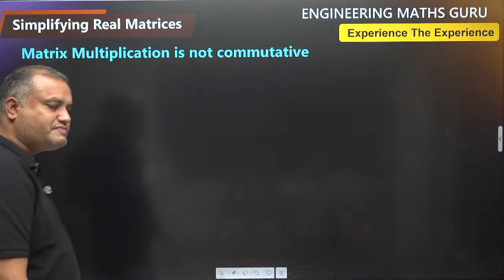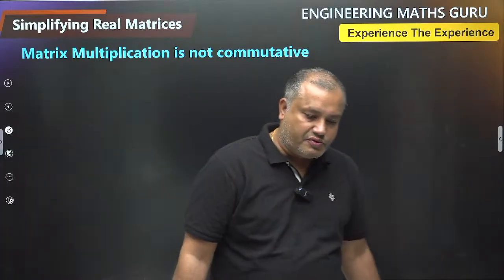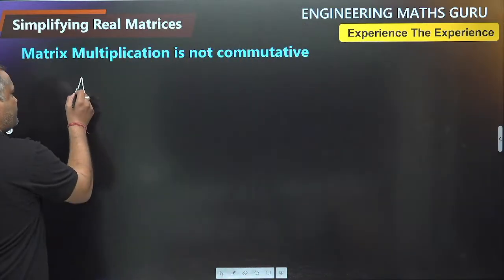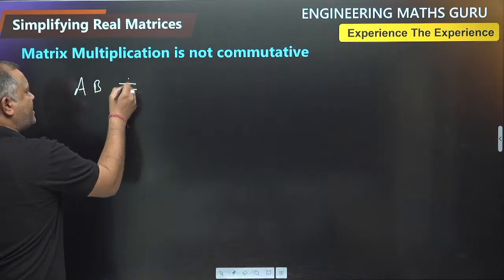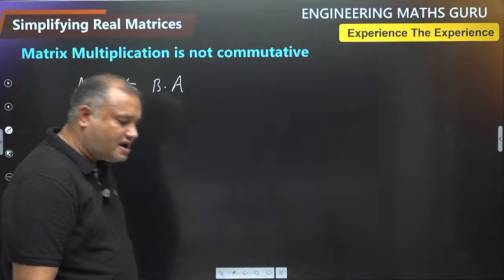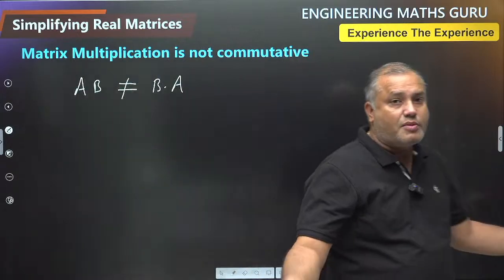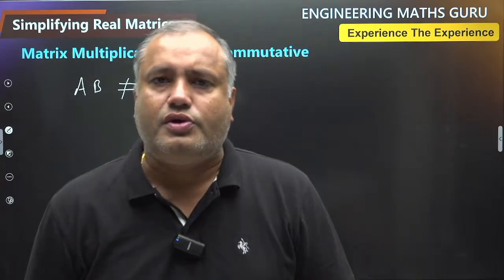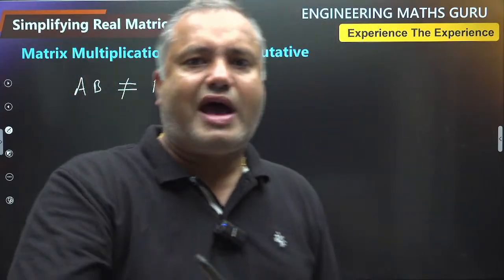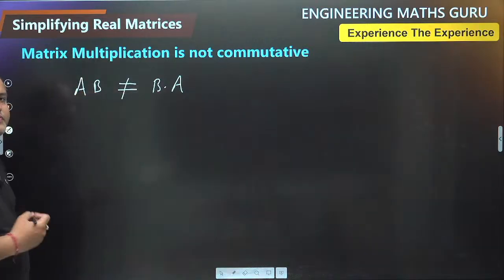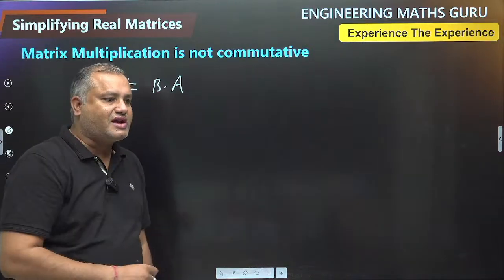You know students, matrix multiplication is not commutative. It means A into B is not equal to B into A. Suppose A and B are two matrices, you will find that A into B is not equal to B into A, and that's why we say that matrix multiplication is not commutative. That is the reason why we have two different types of multiplication in a matrix. One is called the left multiplication, another is called the right multiplication.